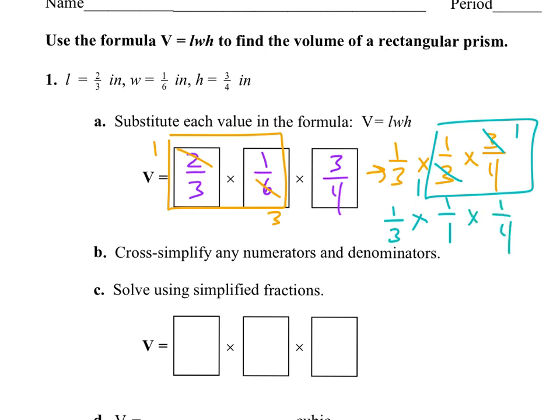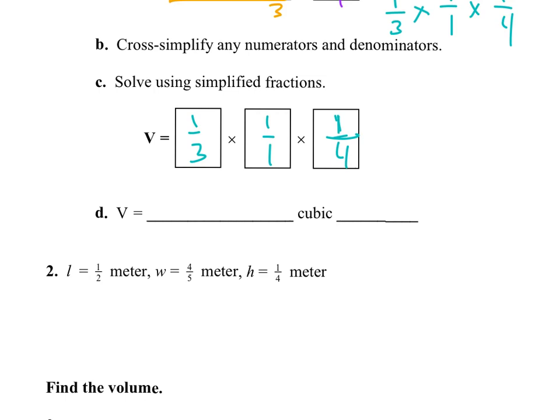For part C, it says solve using the simplified fractions. So we've got 1/3 times 1 over 1 times 1 over 4. Finally for part D, we just multiply straight across. 1 times 1 times 1 is 1, and then 3 times 1 is 3, and 3 times 4 is 12. So our answer is the volume is 1/12 cubic inches. All right, pretty simple enough.